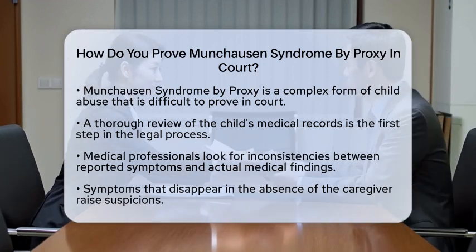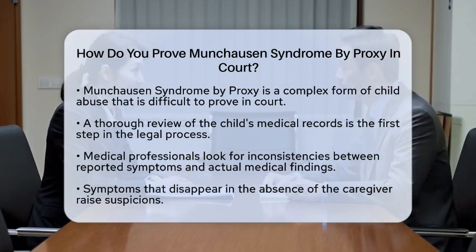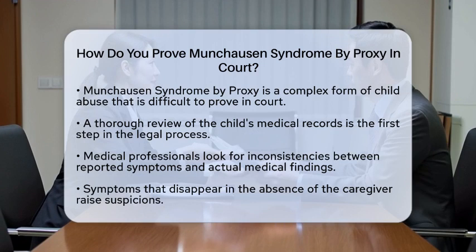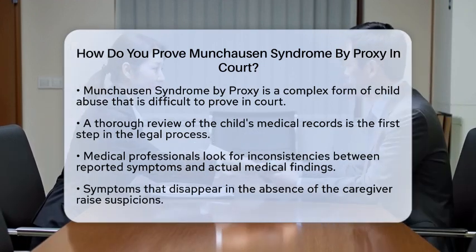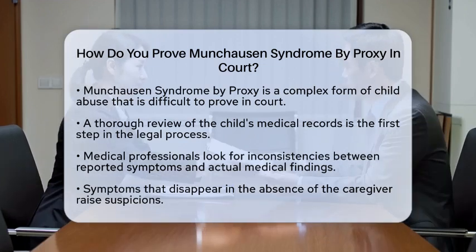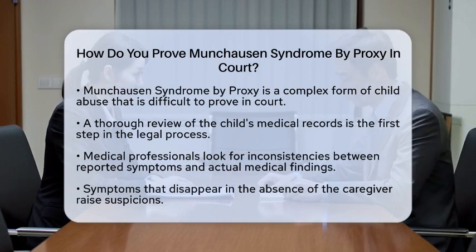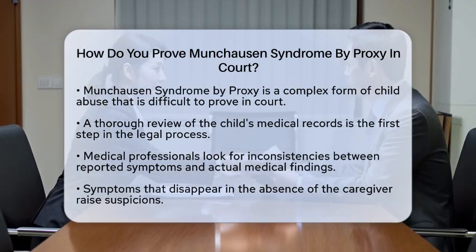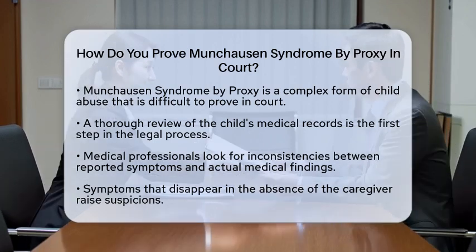First, a thorough review of the child's medical records is essential. Medical professionals, especially those specializing in child abuse, will examine the child's entire medical history. They look for inconsistencies, such as symptoms reported by the caregiver that do not align with medical findings. For instance, if a child shows symptoms that vanish when not in the caregiver's presence, this raises red flags.